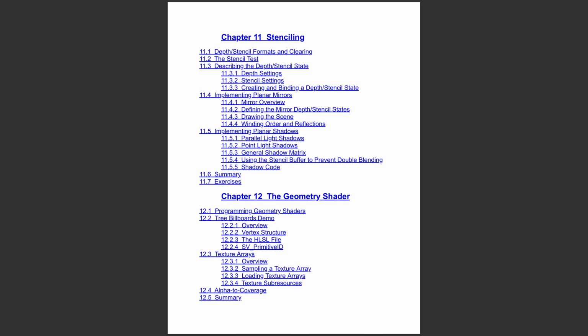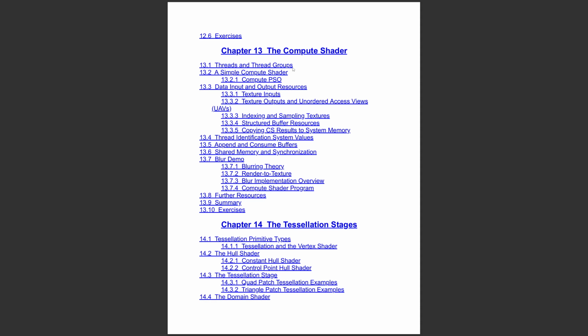So we will continue on with texture arrays, which we will have an overview of, and describing how to sample a texture array, as well as loading texture arrays and texture subresources. And then we'll be talking about alpha-to-coverage, with a summary and exercises of Chapter 12.